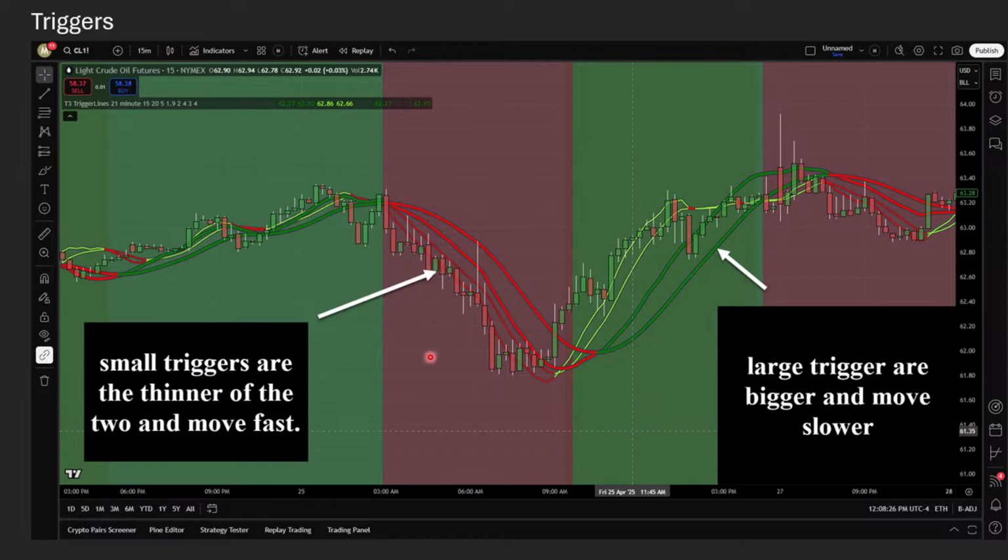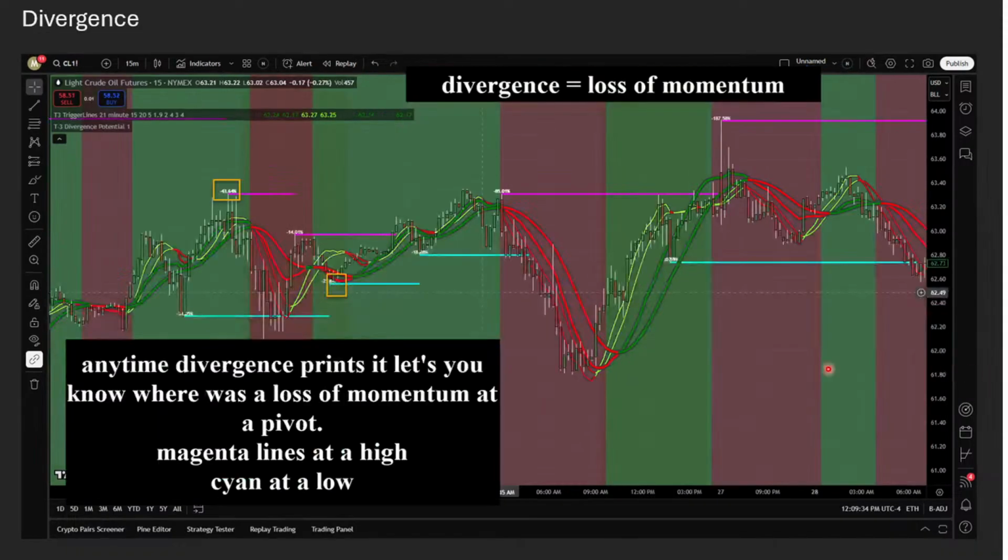So triggers on every chart the same way, right? There's divergences. Anytime divergence prints, guys, it's a loss of momentum.